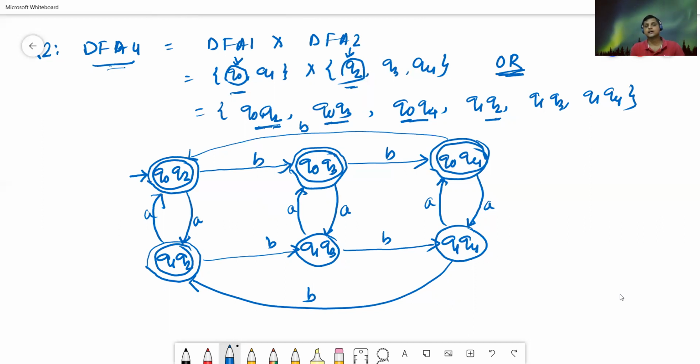Okay. This is the DFA. This is the construction of a DFA using cross product. Okay. Hope all of you understand.